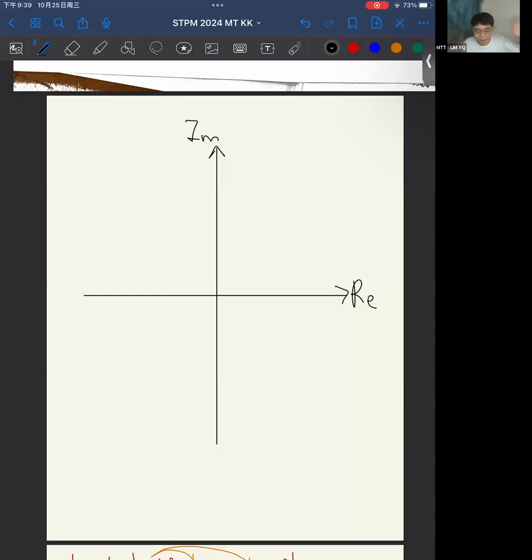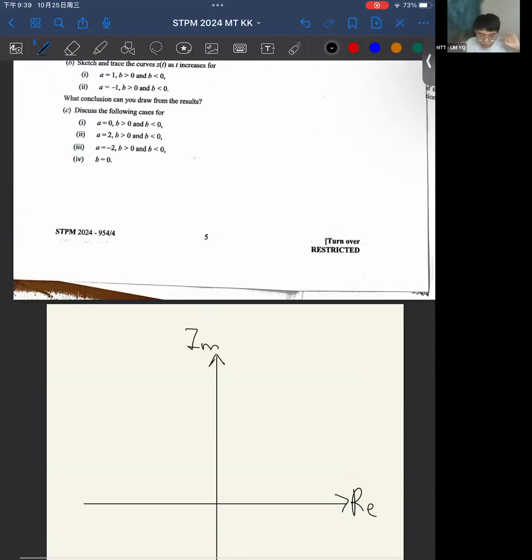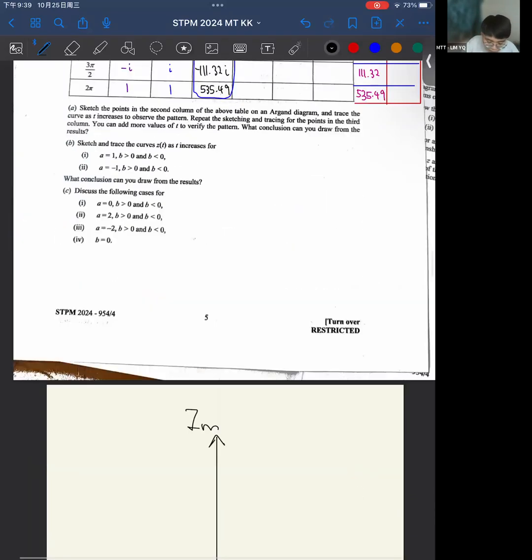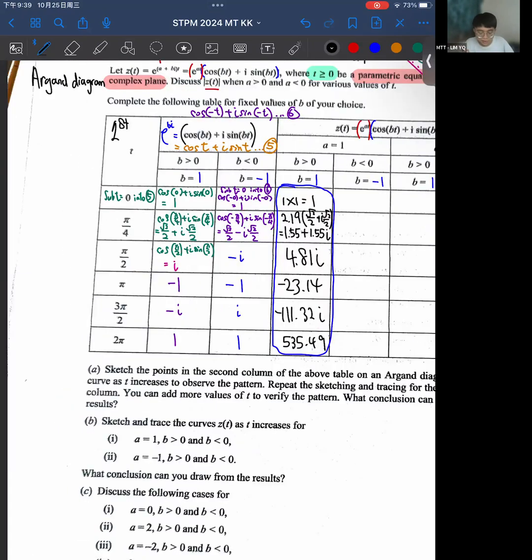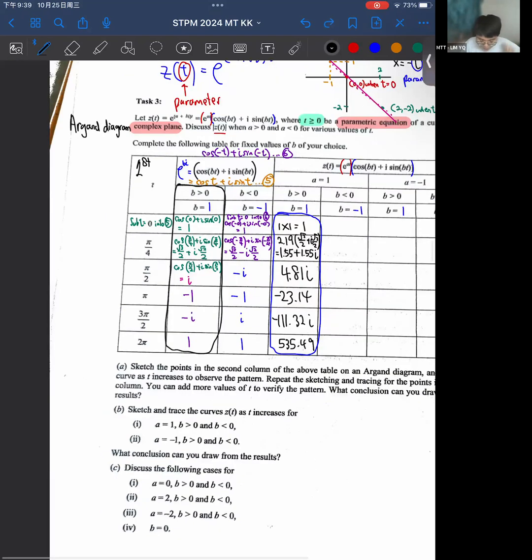Now I plot all the values. Second column means what? This is the first column, right? Actually, I was also thinking about this for a very long time. What is the second column? I think the second column is this. Okay, we try to plot all the points in the second column, meaning that 1, right? I put 1.